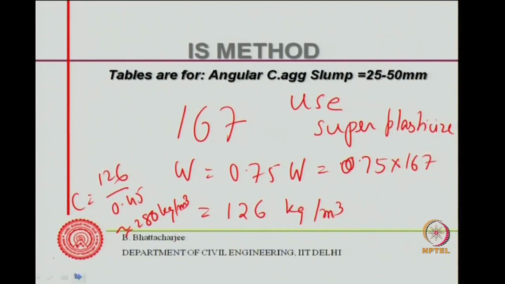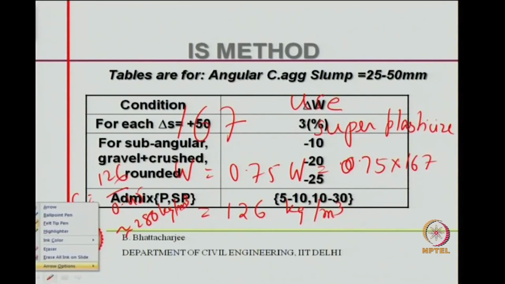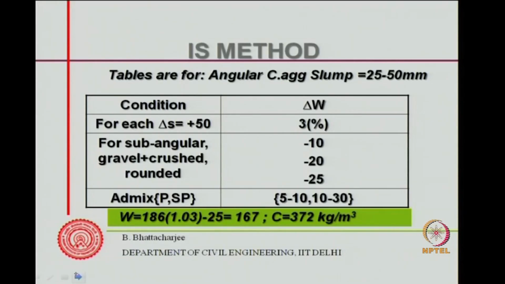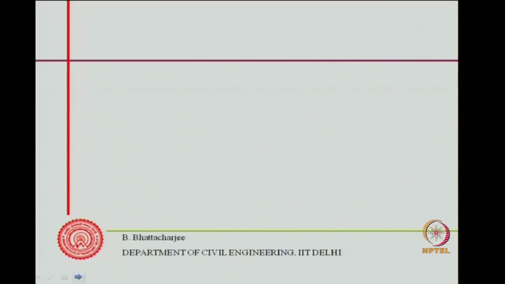So, which you have seen earlier when we were talking about admixtures. Now in this particular case, for the control mix, however, your water is 167, cement is 372 kg per meter cube. But if you use a superplasticizer, this will become 280, this will become 126 or something like that. So anyway, this is how we select our water content.